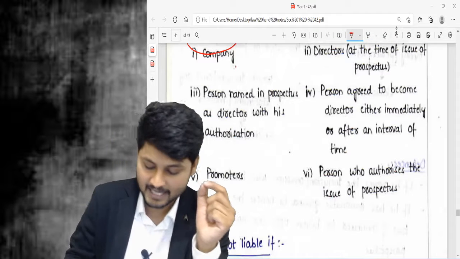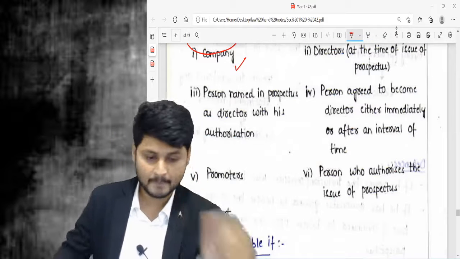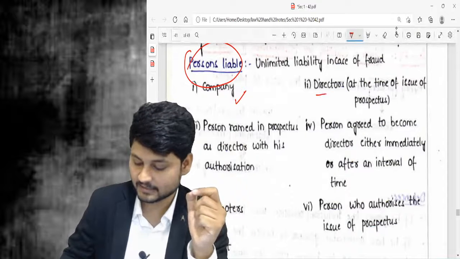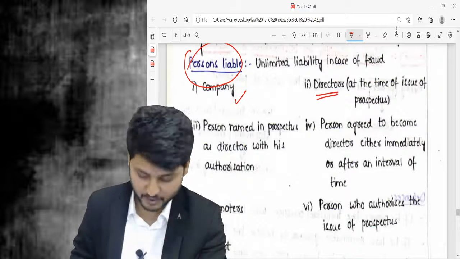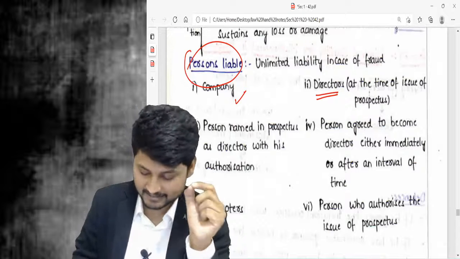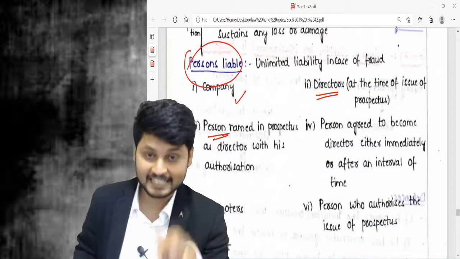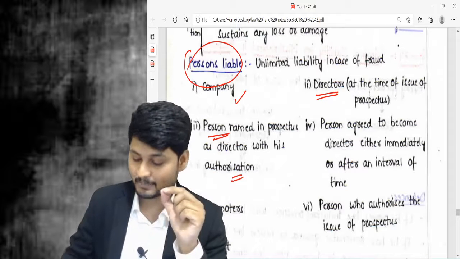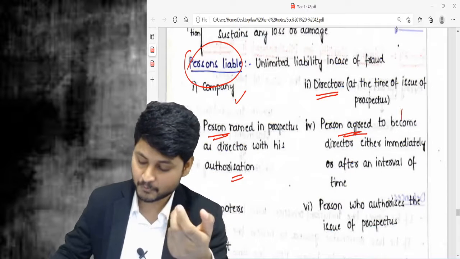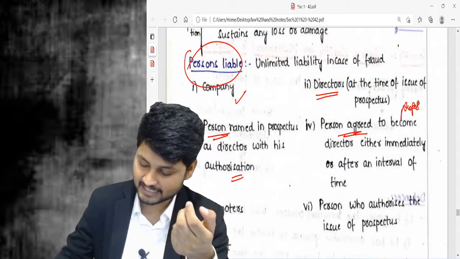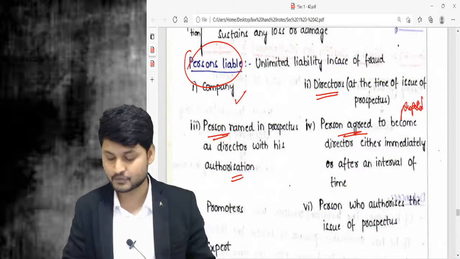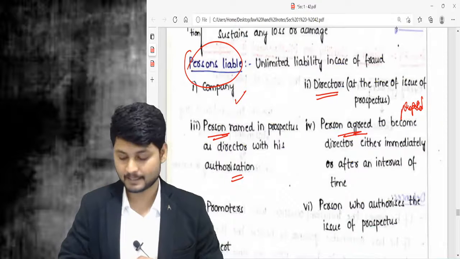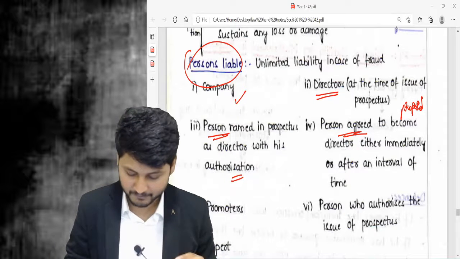It will be the company. The second point, the directors at the time of issue of the prospectus, that is, the person named as a director with his authorization in the prospectus. Point number 4, a person who agreed to become a director, this is the proposed director in fact, who agreed to become the director either immediately or after the issue of the prospectus. Point number 5, promoters.